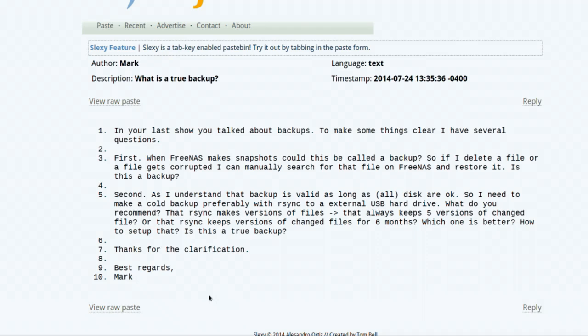Second, as I understand, a backup is valid as long as all disks are okay, so I need to make a cold backup, preferably with rsync, to an external USB hard drive. What do you recommend? That rsync makes versions of files that always keep 5 versions of changed files or something like that? Or that maybe rsync keeps versions of changed files for, say, 6 months? Which one is better? How to set that up? Is this really a true backup? Thanks for the clarifications. Best regards, Mark.